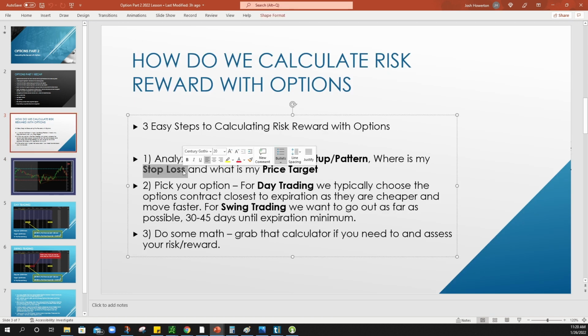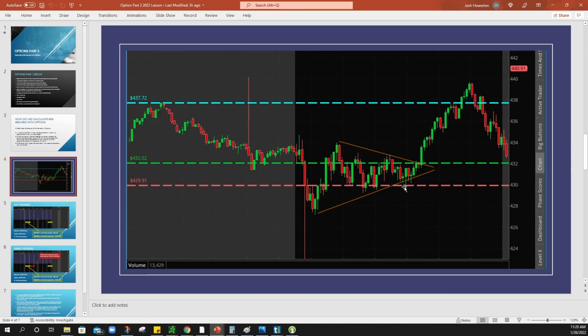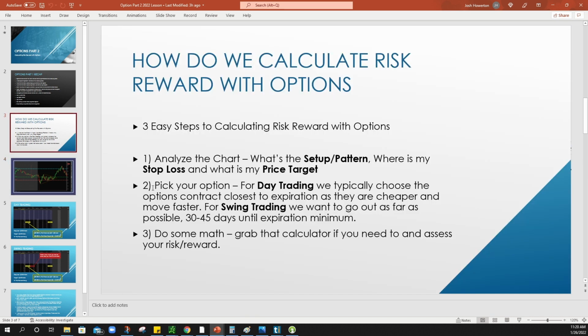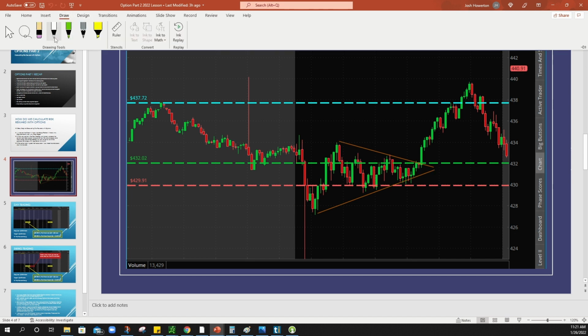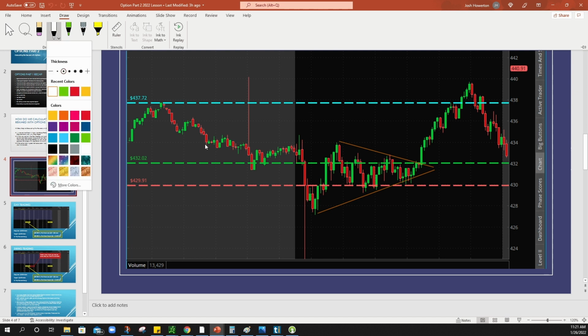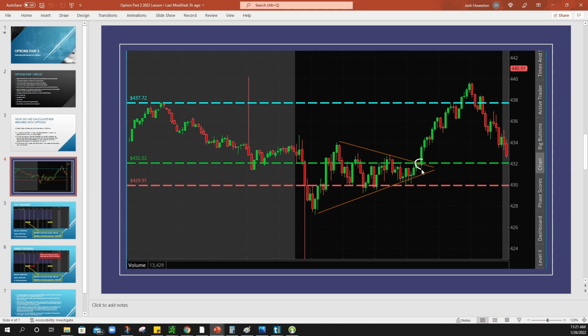Second part, stop loss. Where's my stop loss? Down here underneath these prior lows, this red line, stop loss. Okay. Price target. Where's my price target? Well, I'm going to say up here off pre-market highs, this blue line, price target. All right. And now what's my entry? This green line. If we break out of this symmetrical triangle formation to the upside, that's where I would want to go long. Right there.